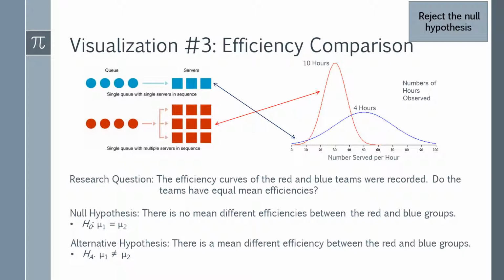The null hypothesis for this efficiency comparison is there is no mean difference in efficiencies between the red and blue groups. The alternative hypothesis is there is a mean difference in efficiency between the red and blue groups. Due to the bell curves presented, there is a difference between the means for each of the servers. There is no capability for the teams to have equal mean efficiencies. Therefore, the null hypothesis is rejected and the alternative hypothesis is supported.